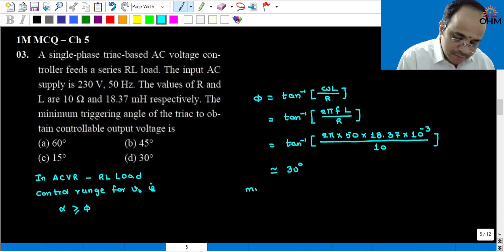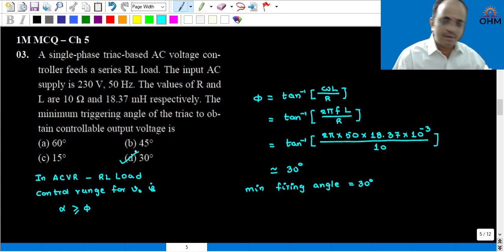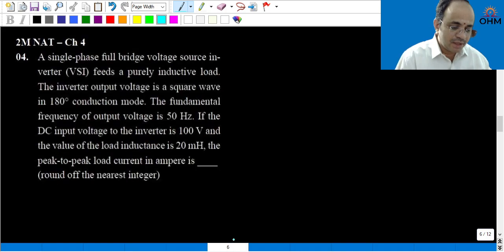Therefore, minimum firing angle or triggering angle should be 30 degree. Minimum firing angle should be 30 degree. So option D will be correct answer for this question. Now let us look into the next problem.